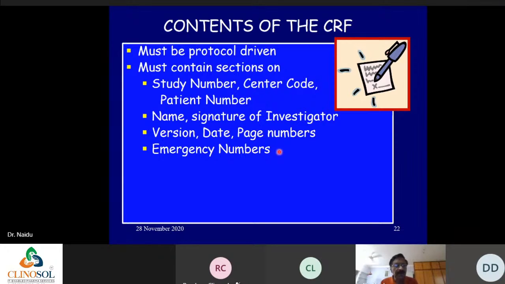If somebody actually develops any problem or there is some emergency to contact an individual about any answer, there must be an emergency number available on the case record form.